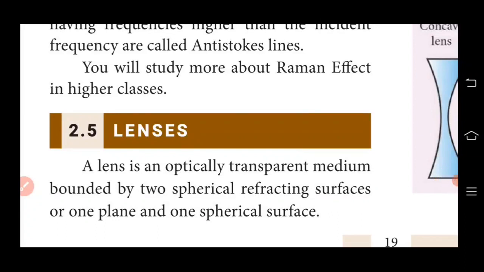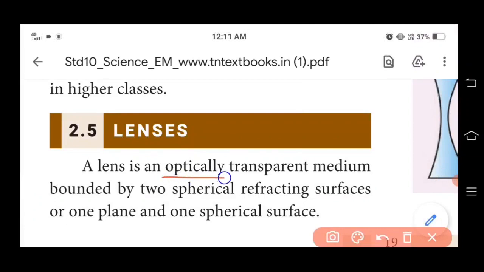Students, our next topic is lenses. A lens is an optically transparent medium. We know what is meant by opaque and what is meant by transparent. Opaque means we can't see the other side or other face. Transparent means we can see from one face to another face. So a lens is an optically transparent medium bounded by two spherical refracting surfaces.